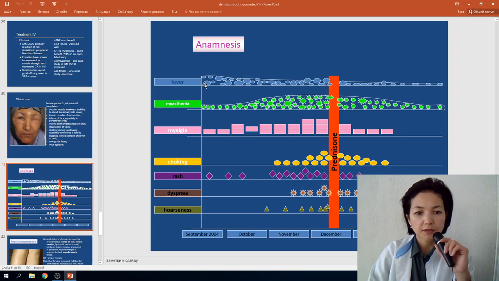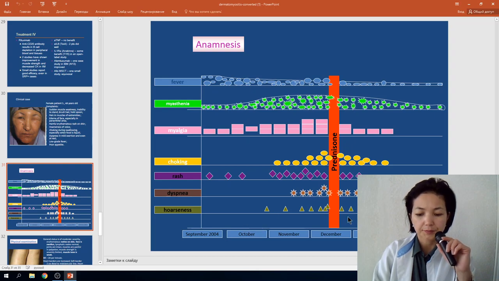In the beginning, it started from fever, and you see from the beginning till our investigation, September, October, November, December, January, February, it developed over half a year, and from the beginning till the investigation time, there was fever. Myasthenia was also accompanied by myalgia and choking. Choking appeared 3 months after the beginning of the process, and rash, it was dermatomyositis, and also dyspnea as a respiratory muscle weakness and hoarseness.